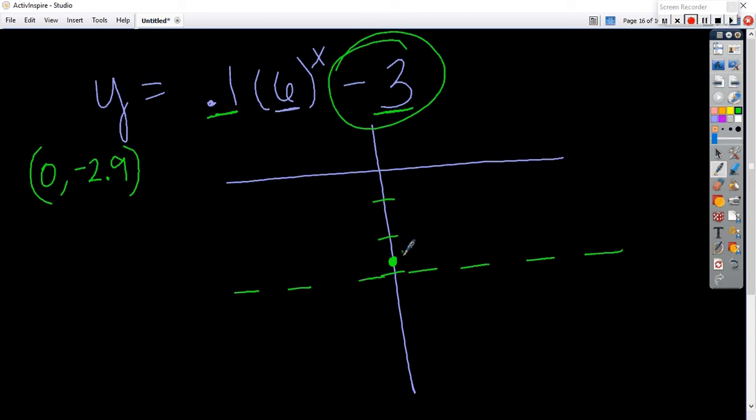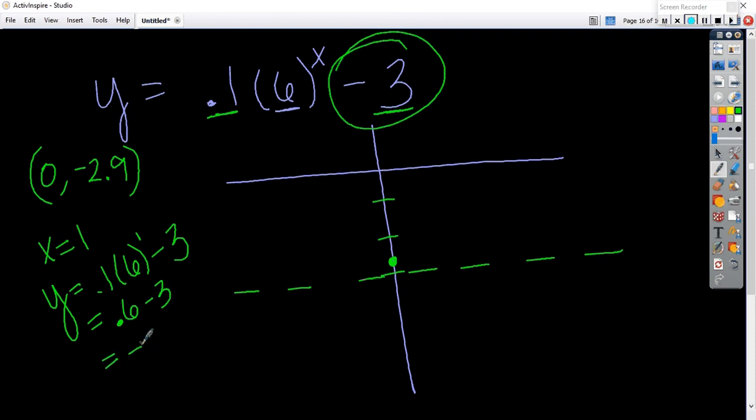It's really close to the asymptote, but it's not the asymptote. The asymptote is negative 3, I'm at negative 2.9. Pick another one. Yeah, 1. 0.1 times 6 to the first power, and then minus 3. So 0.6 minus 3. You're correct, it's negative 2.4. I'm not going up very fast here yet, but I will start. There's only one way to connect these. It's going to hug to the left, which means it's going to shoot up this way, and it's going to hug down that way.